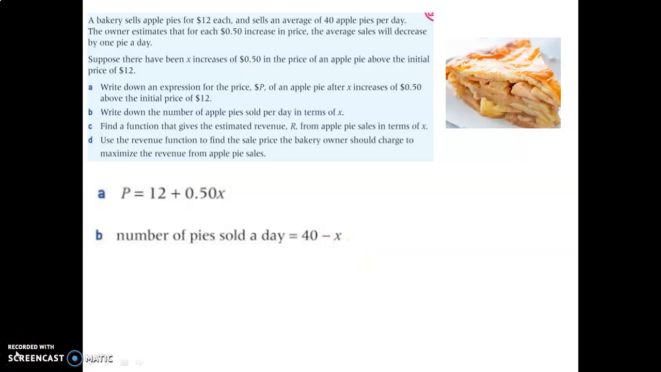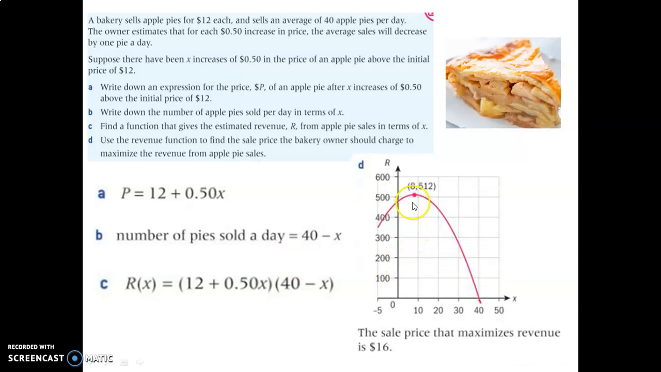Okay, try C. Write a revenue model. Revenue, remember, is how much money you make. Okay, and checking our work. So the revenue is the price you charge right here times the number of pies you sell. Finally, in D, find the maximum revenue you can get. And what would be the price that gives you that maximum revenue? Okay, so hopefully you found the max point, the vertex, and you see it's 8, 512. 8 being the number of X raises in price, so that means your price will be 16.